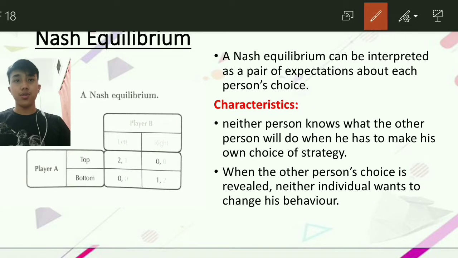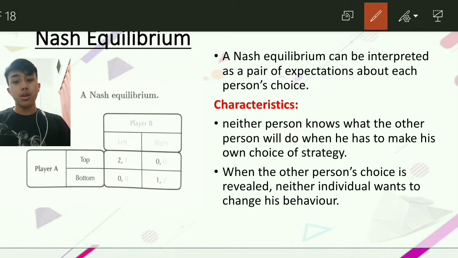So next we're going to learn about Nash equilibrium. A Nash equilibrium can be interpreted as a pair of expectations about each person's choice. Now, Nash equilibrium has two characteristics. The first one is neither person knows what the other person will do when he has to make his own choice of strategy. And the second one, when the other person's choice is revealed, neither individual wants to change his behavior or change his strategy.